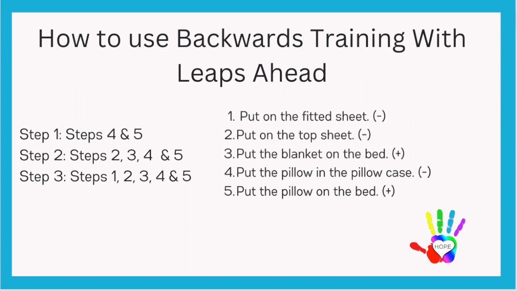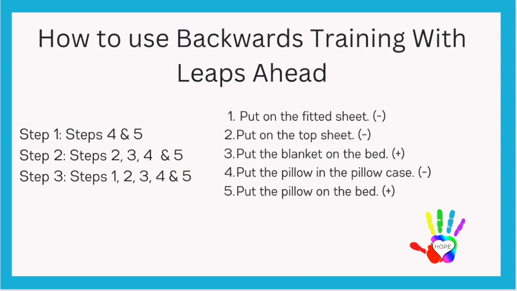So we're still going to start at the end, but we don't need to teach step 5 individually as its own step because they already know how to do that. So we're going to skip teaching 5 individually. We're going to start with the first thing the learner couldn't do, which is to put the pillow in the pillowcase. So we're going to start with steps 4 and 5.